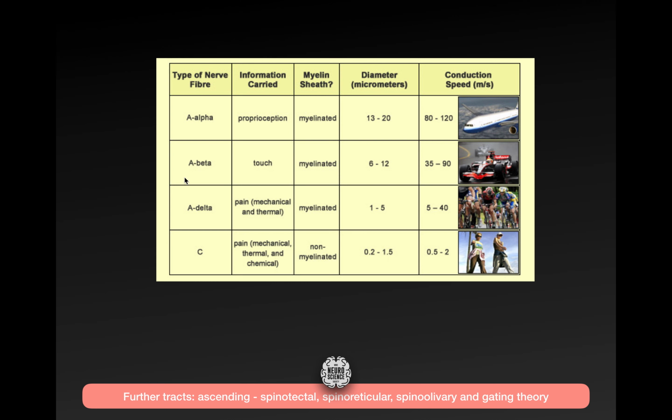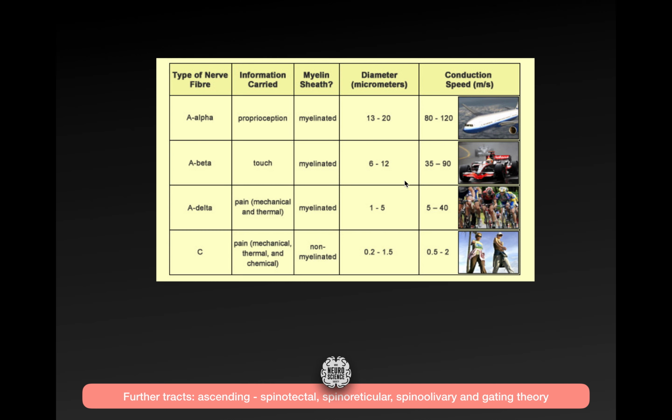There's 3 A fibers and a C fiber. So your A alpha, beta, and delta. Your A alpha is proprioceptive, and it's myelinated, so it's pretty quick. Your C fiber is pain, but it's non-myelinated, so it's slow. So this is more of your dull, throbbing pain. A delta and C fibers are married together because this is a quicker one. It's myelinated, right? So this is your sharp pain, so you can feel the pain.